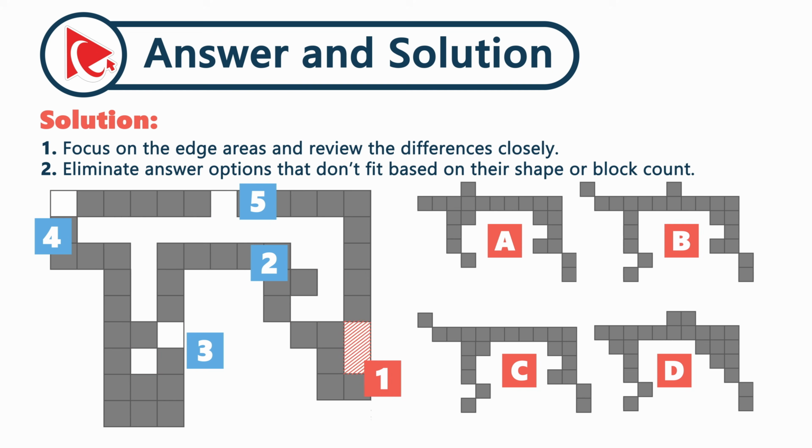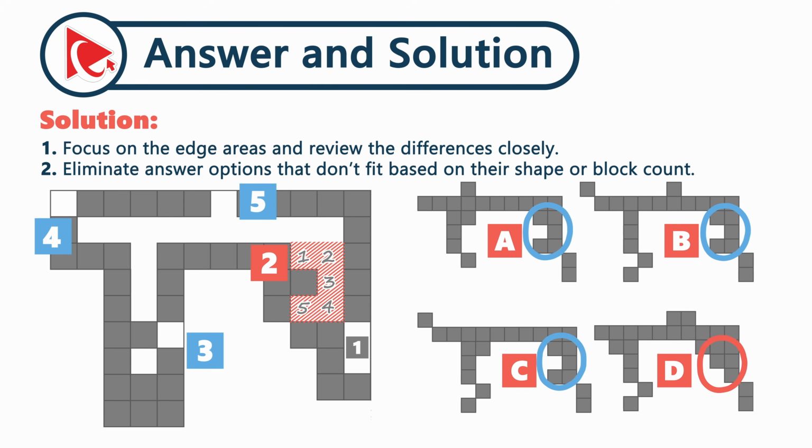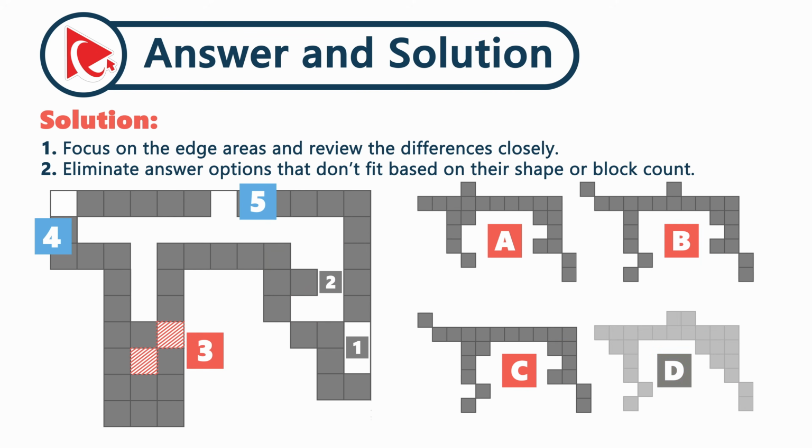You see that there are 2 blocks missing. Unfortunately, this doesn't help us much because these 2 blocks exist in all 4 answer choices, choices A, B, C, and D. Let's focus on the edge area 2. As we can see, it has 5 blocks missing. 1, 2, 3, 4, and 5. Well, as far as I can see, choices A, B, and C still match this pattern, but we can successfully eliminate choice D.